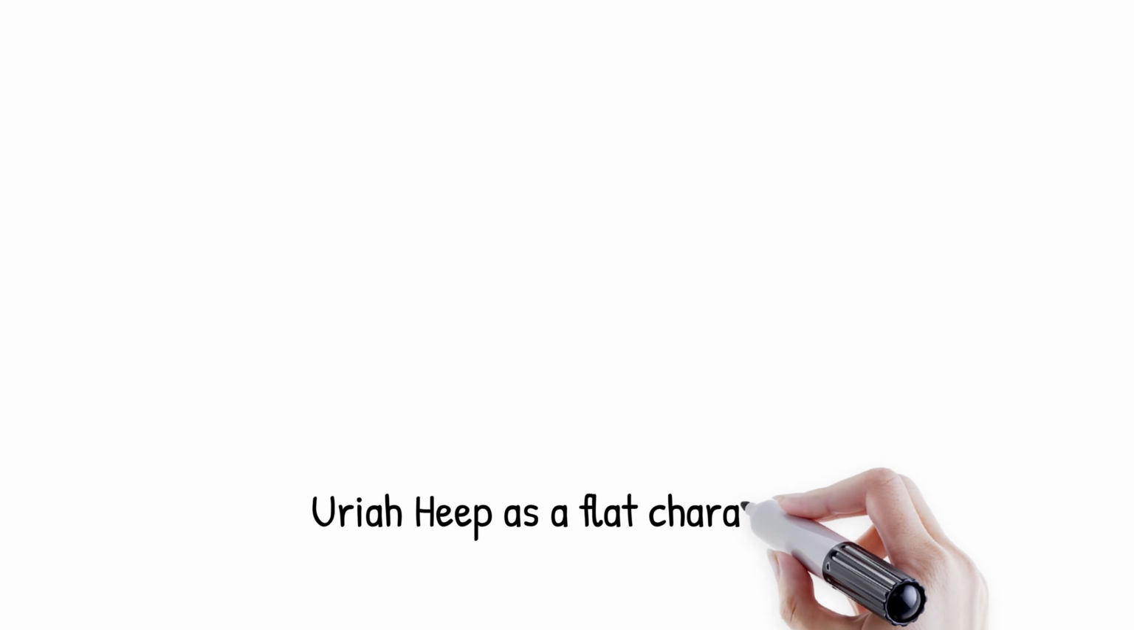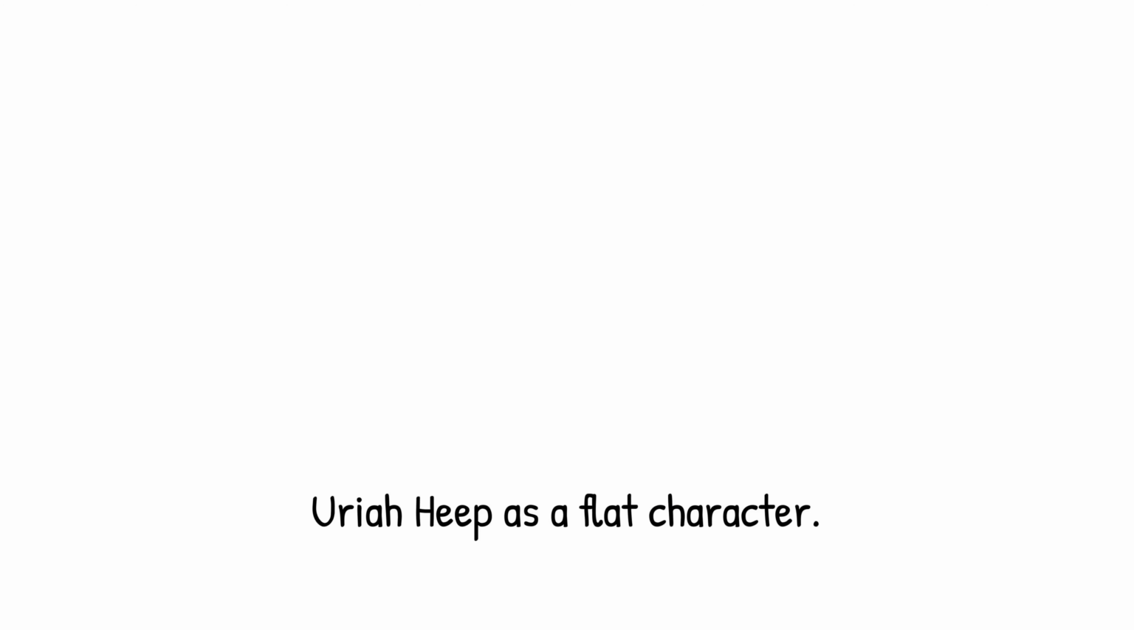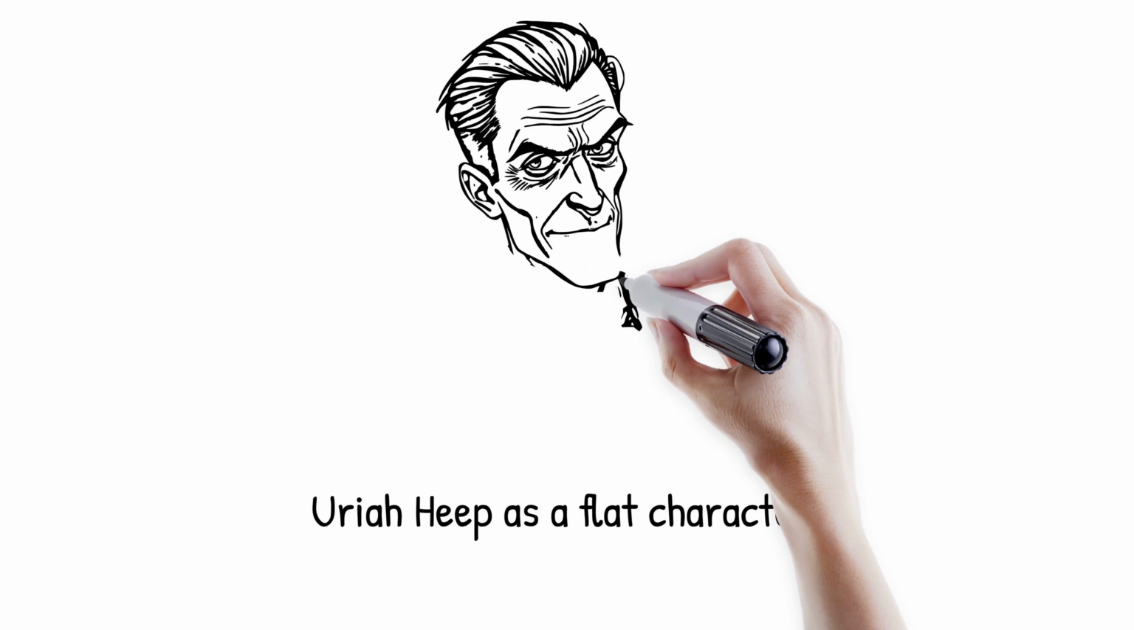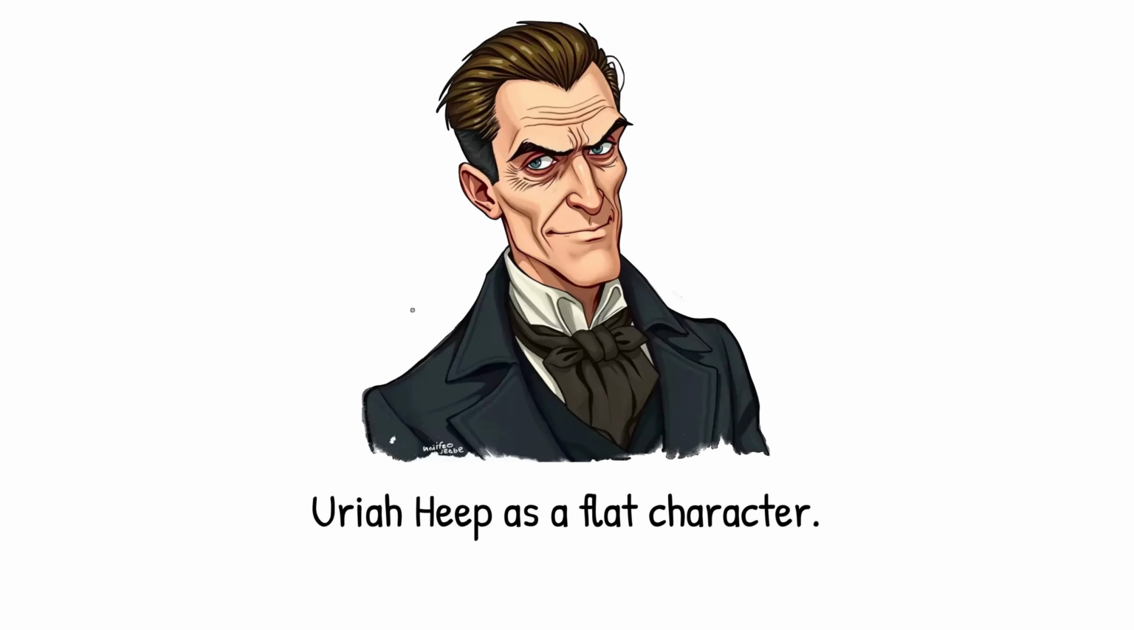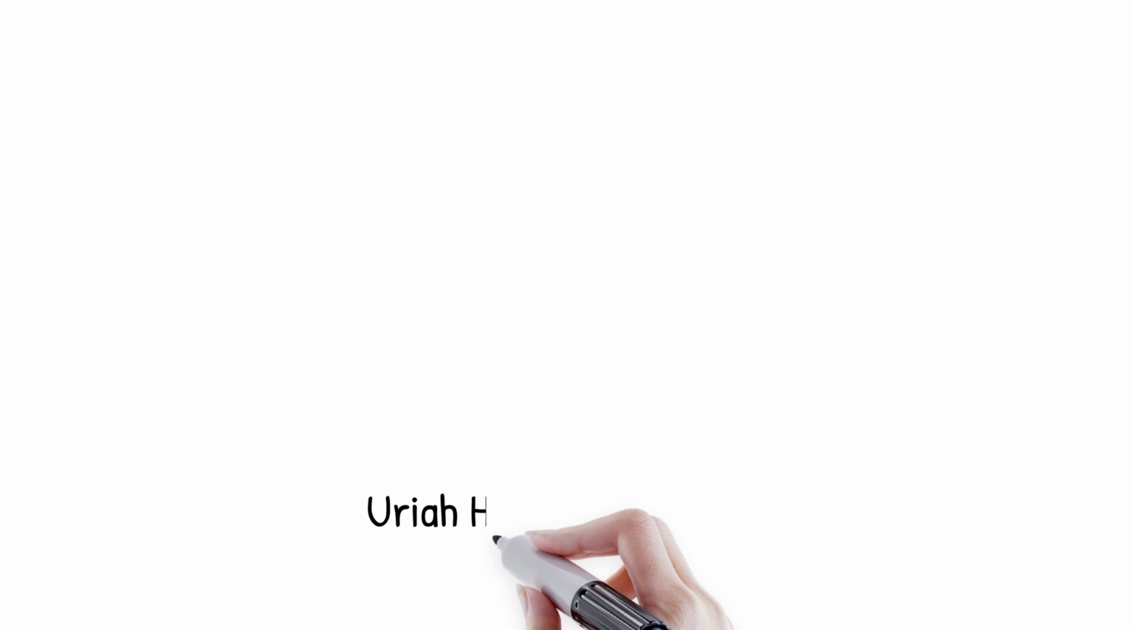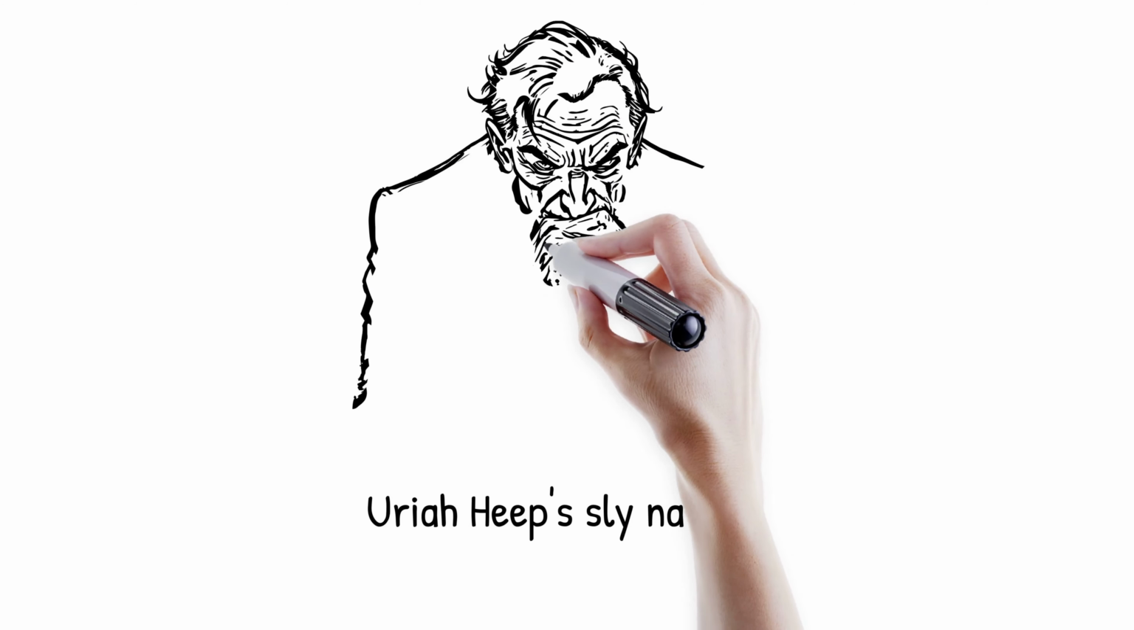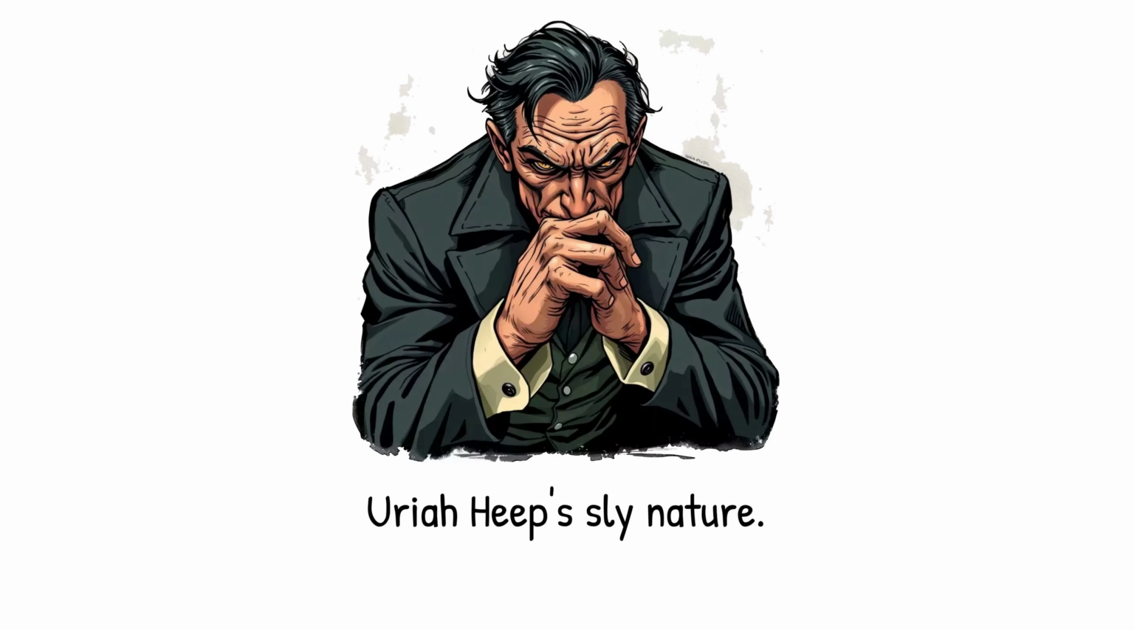Conversely, Uriah Heep from Charles Dickens' David Copperfield is a flat character. "Uriah Heep slithered forward, his oily smile gleaming. 'I am very humble,' his hands clasped tightly." This single sentence captures his sly nature, with his narrative function to create suspicion, staying simple yet distinct.